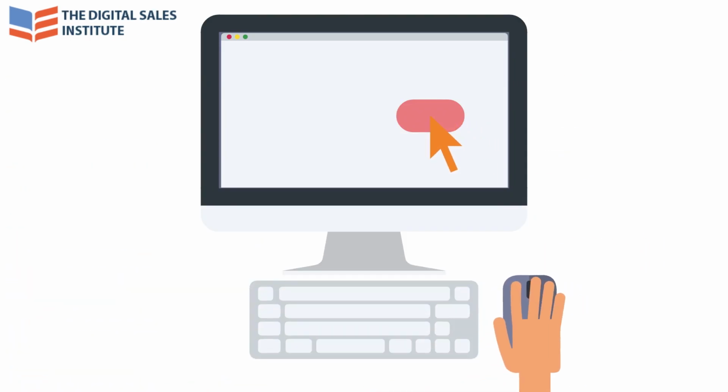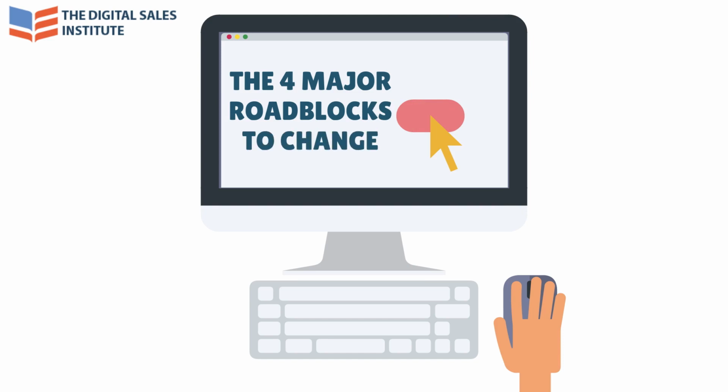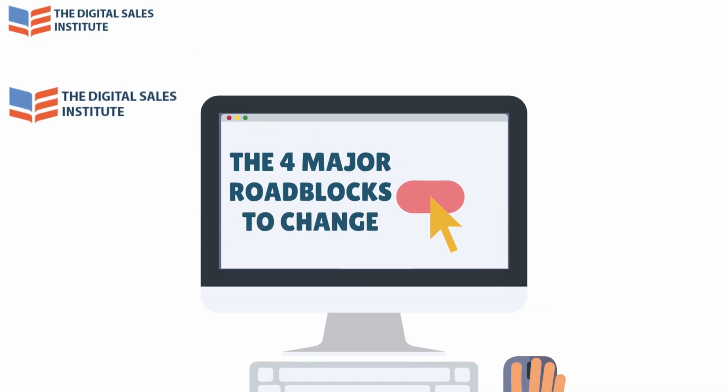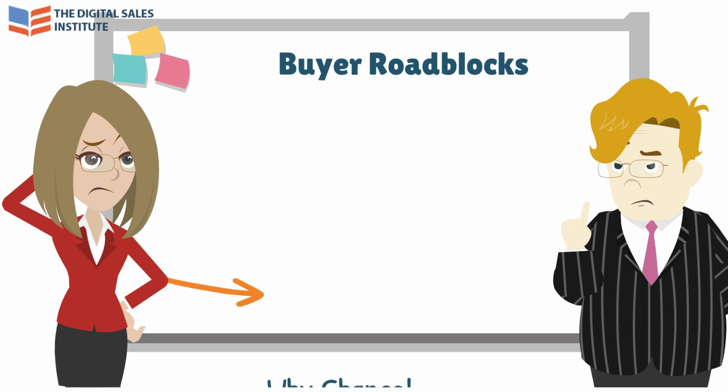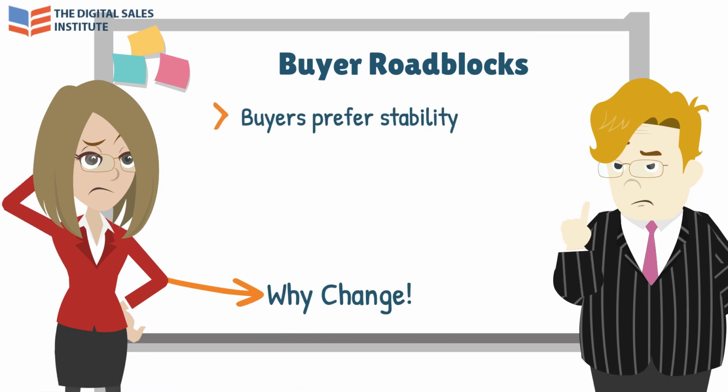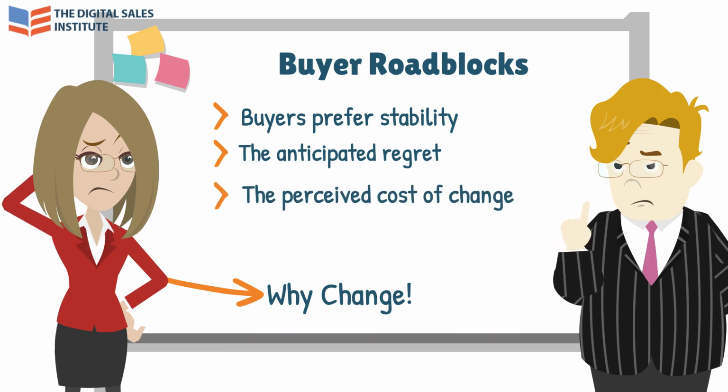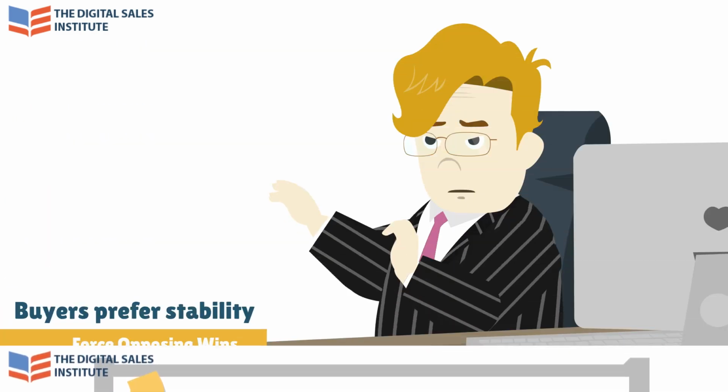According to research from Stanford University, there are 4 major roadblocks to change that buyers experience. The 4 buyer roadblocks are: 1. Buyers prefer stability. 2. The anticipated regret. 3. The perceived cost of change. And 4. Selection difficulty. First up is that buyers prefer stability.